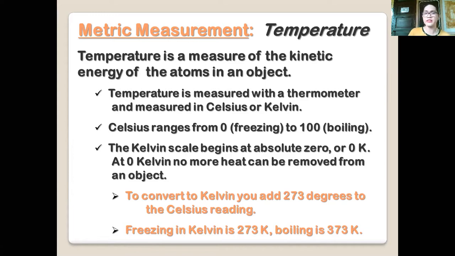So to convert to Kelvin, you add 273 degrees to the Celsius reading. So freezing in Kelvin is 273 K. Boiling is 373 K in Kelvin. So do not forget, freezing is 273 in Kelvin. Boiling is 373 in Kelvin.